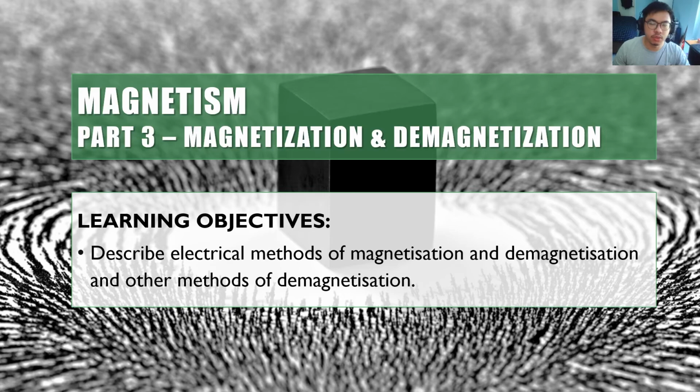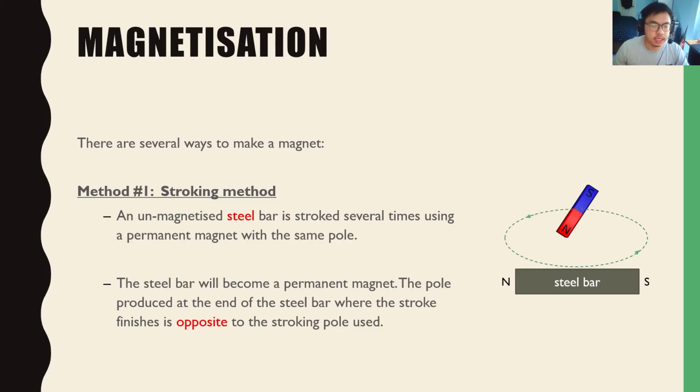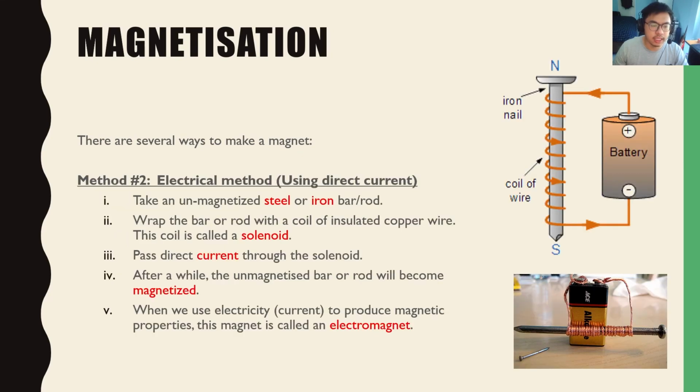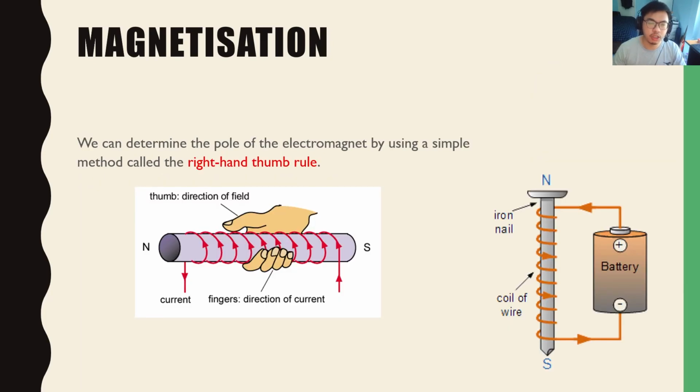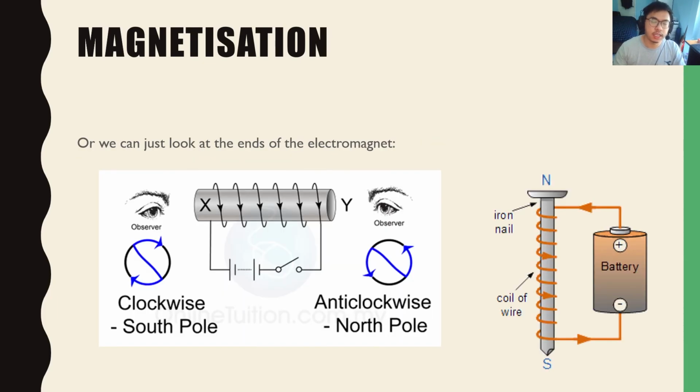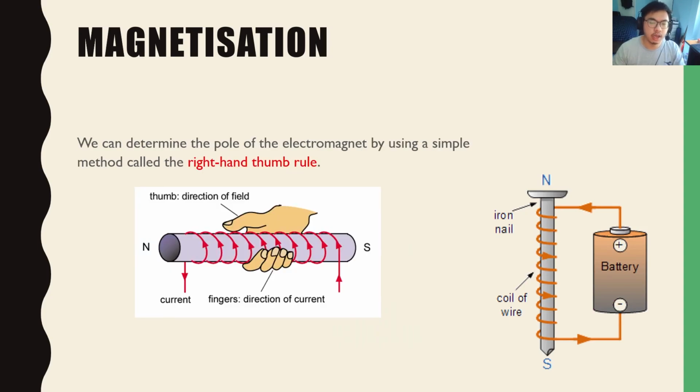So to summarize, what are the things that you need to take away from this video lesson? Make sure you know the two methods for magnetization. The first one is using the stroking method, and the second one is using direct current, or otherwise known as the electrical method. And then make sure you are able to figure out the poles of a magnet by using the right hand thumb rule or by using this method here. But the one that is easiest that I recommend is you use your right hand thumb rule.